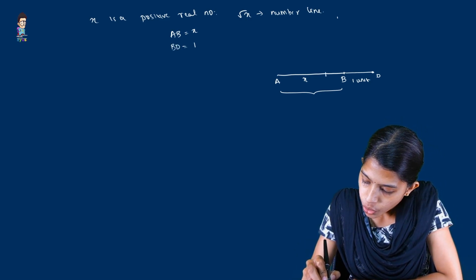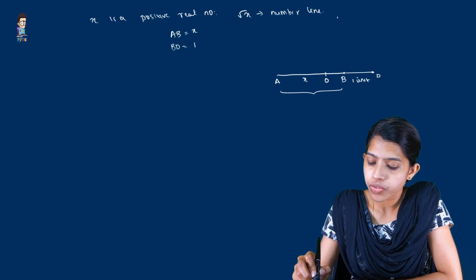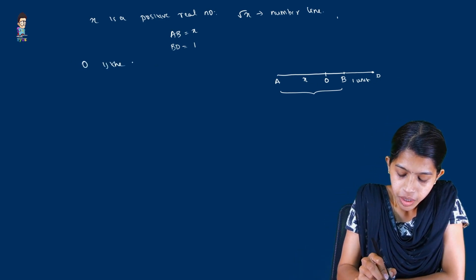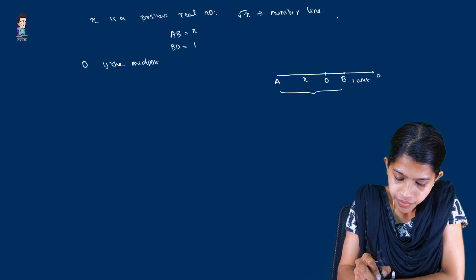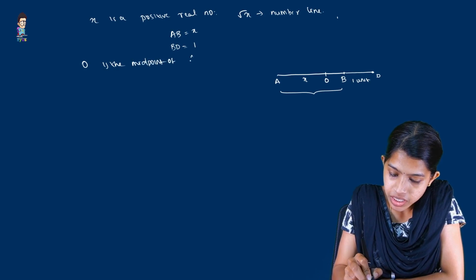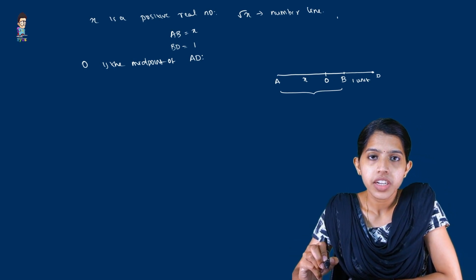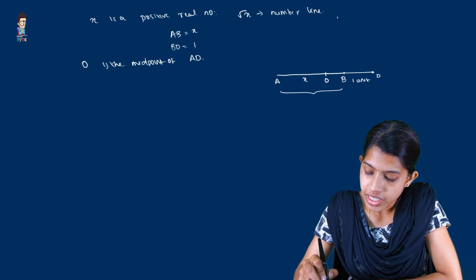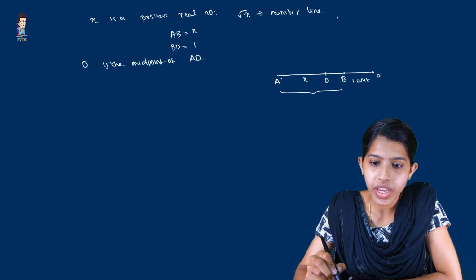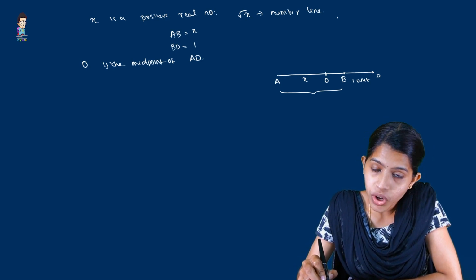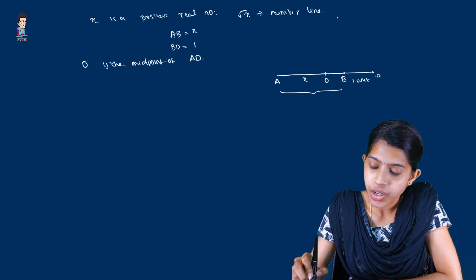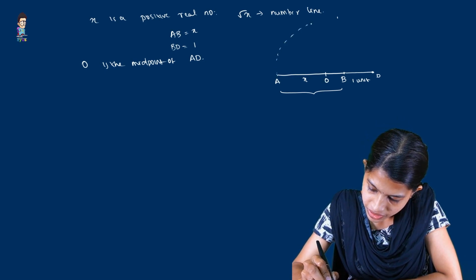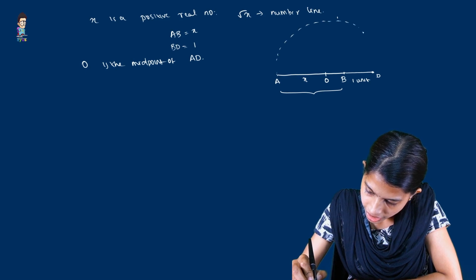Now, the point O is the midpoint of the line segment AD. Now, we are going to construct a semicircle with center O and radius OA. Since O is the midpoint, OA and OD are the same. So, I am going to construct a semicircle like this.